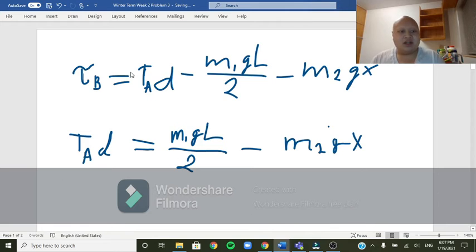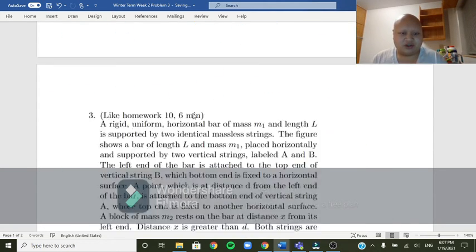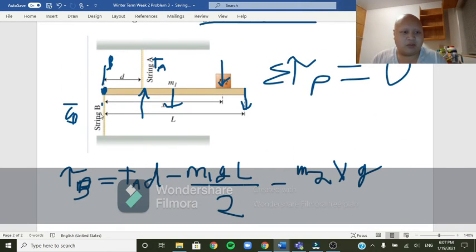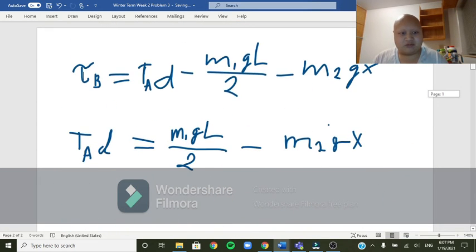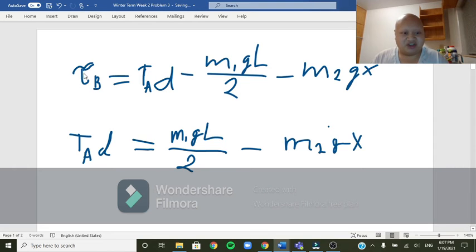So now we have to isolate the tension on string A to get the answer, and then probably go to sleep, I guess, and finish this whole thing. So we have the equation for torque of B, but since the whole apparatus is in equilibrium, and we chose the part where string B meets the bar as the axis, the torque of B is basically just 0, so there's nothing there.